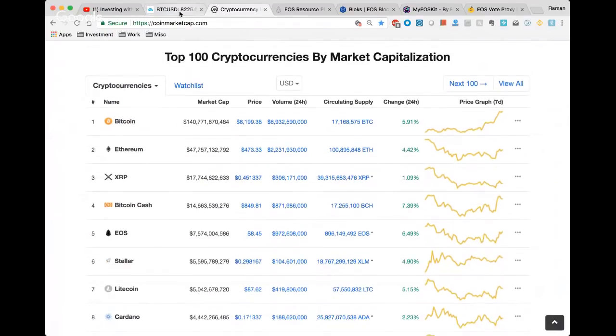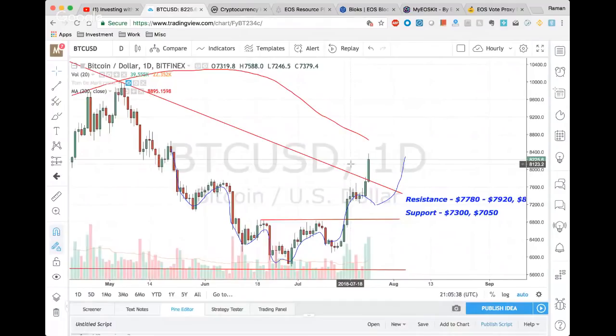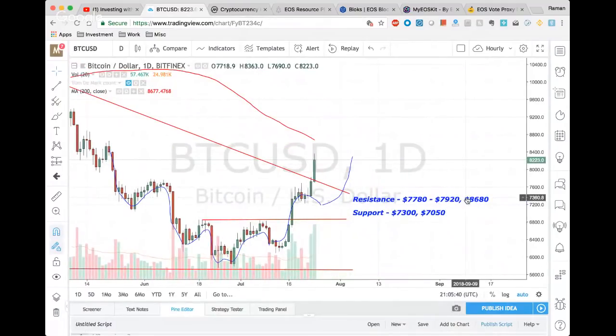So again, nobody knows what's going to happen. This is all about how you play around, how you look at these critical levels, and if you're a trader, you can trade these levels. Still, there are a lot of support levels now.